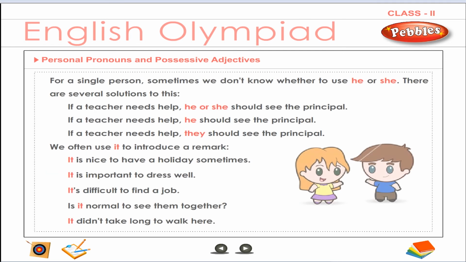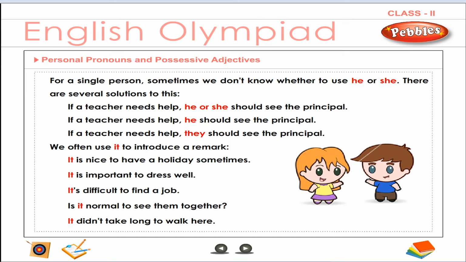For a single person, sometimes we don't know whether to use he or she. There are several solutions to this. If a teacher needs help, he or she should see the principal. If a teacher needs help, he should see the principal. If a teacher needs help, they should see the principal.